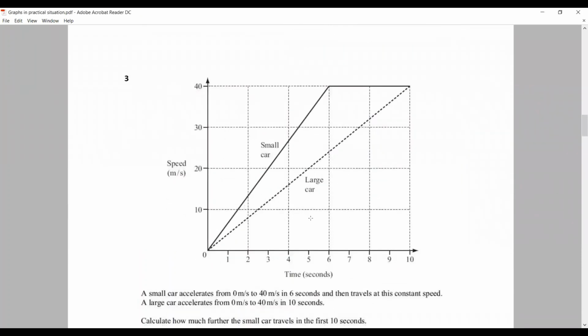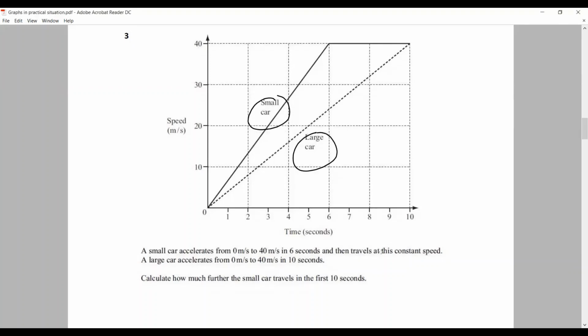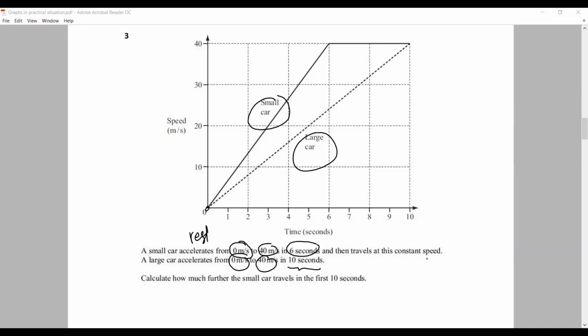Moving on to the third question, we have two different lines. Each of them represent a car, the smaller one and the larger one. What other information was given? Both of them accelerate from, okay, so they are at rest initially because their speed, both of them, is 0 meter per second. And then they increase their speed to 40 meter per second, one of them faster than the other. That means it changes its speed at a higher rate and then travels at this constant speed.